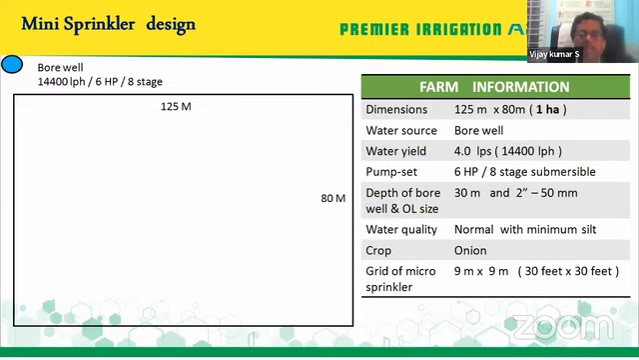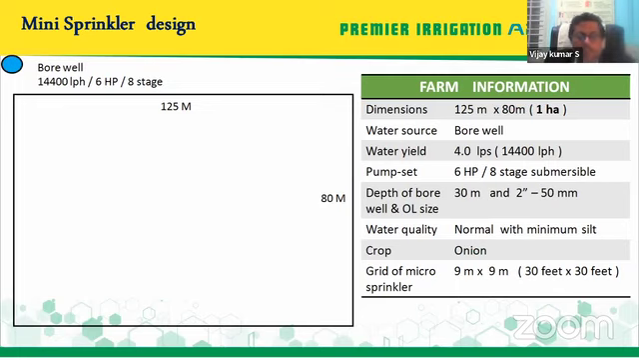Now let us look at the example. This is a plot of 125 meter by 80 meter. That is about 1 hectare. And the water source is a bore well. I have a 6 HP 8-stage submersible pump, and the bore well has got a better yield. It has got a yield of around 14,400 liters per hour, say 4 liters per second. And the depth of the bore well is around 30 meters, and you have the outlet size being 2 inches.